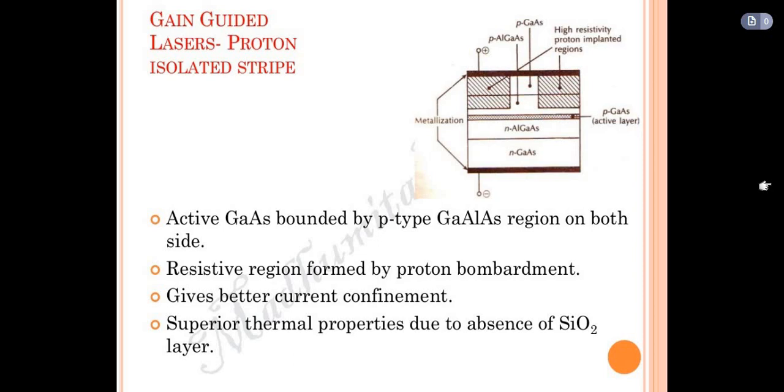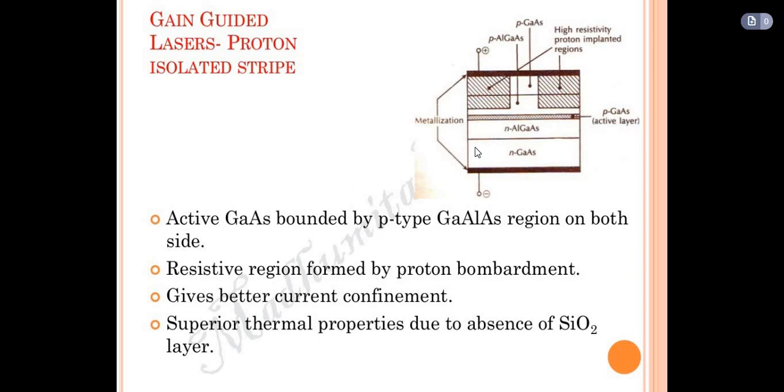For the isolated strip, you have the active gallium arsenide bounded by the p type gallium aluminum arsenide region on both sides, if you look along the x-axis and the y-axis. How is it obtained? It can be obtained using n gallium arsenide, n aluminium gallium arsenide, with the p gallium arsenide active layer, using the metallization and the plus part, and using p type aluminium gallium arsenide. If you use both ends, from the first end and the second end, we are able to obtain this as a part of it.